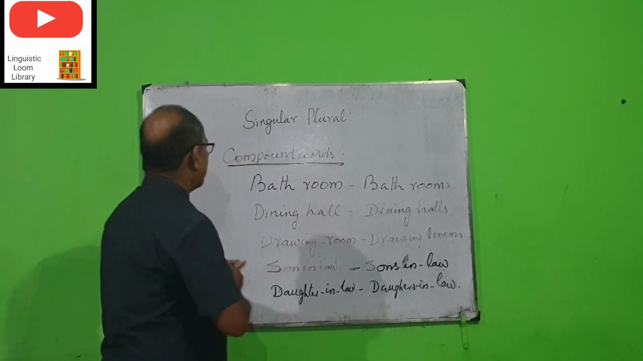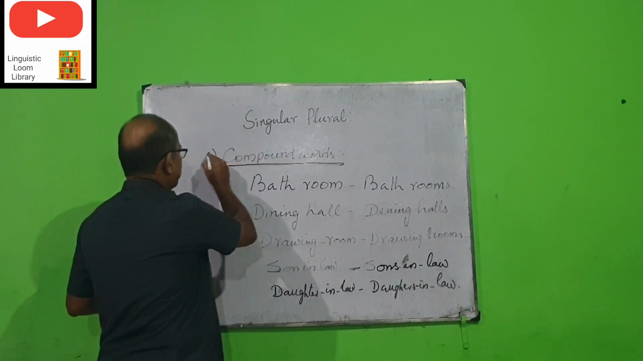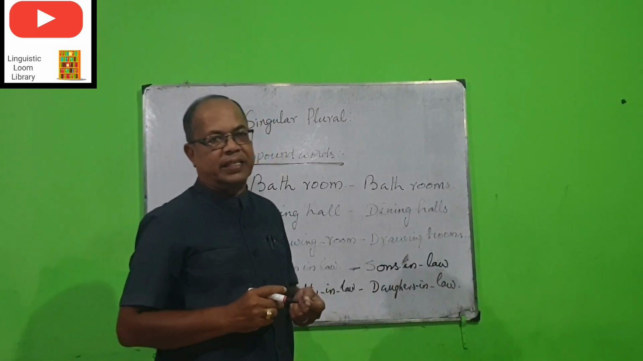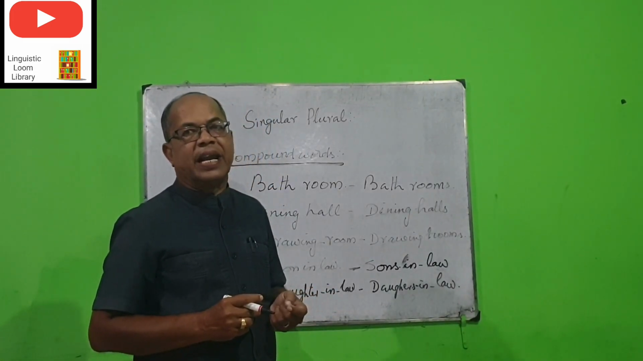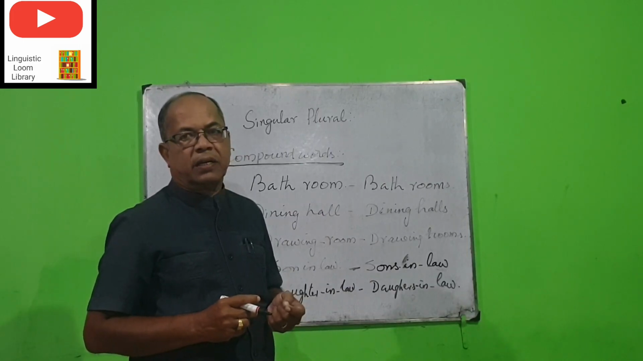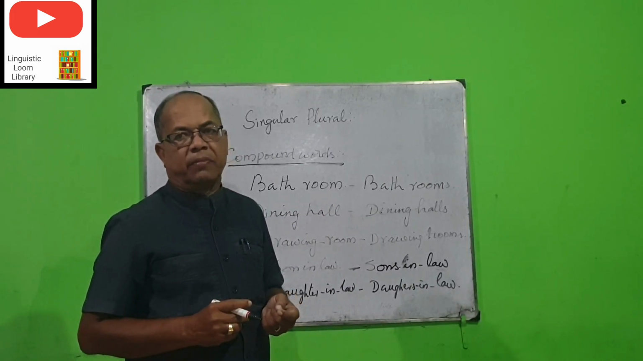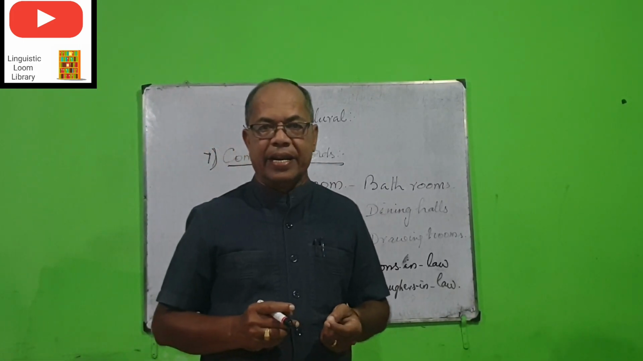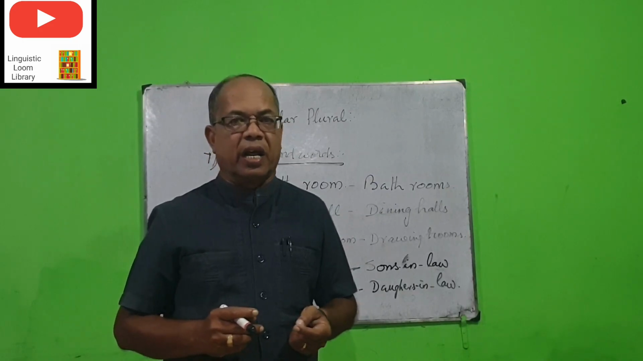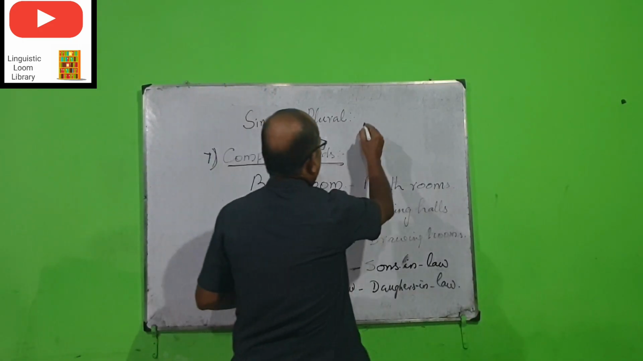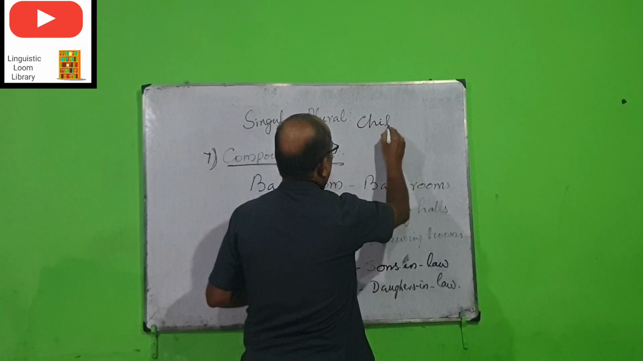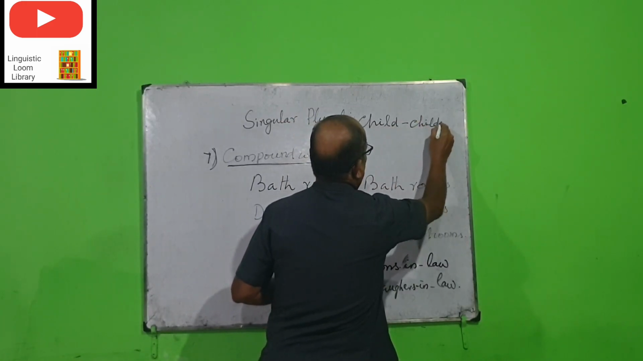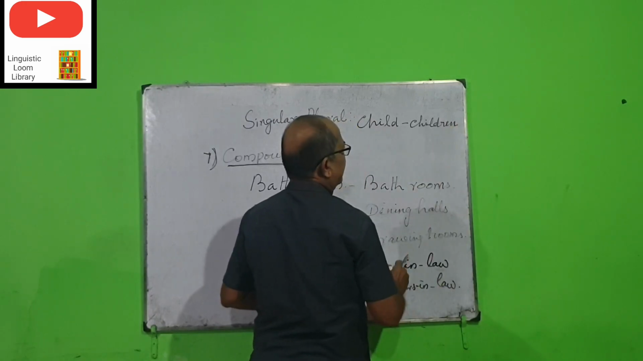And there is one more model, that is addition of ren and en suffix. How does it go? Child, children. We are adding the suffix ren to it and making it into plural, children, like that.